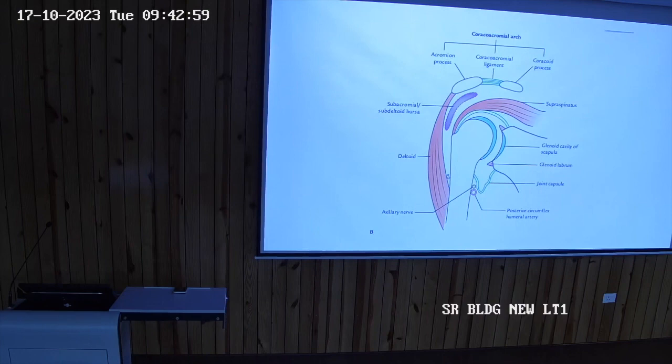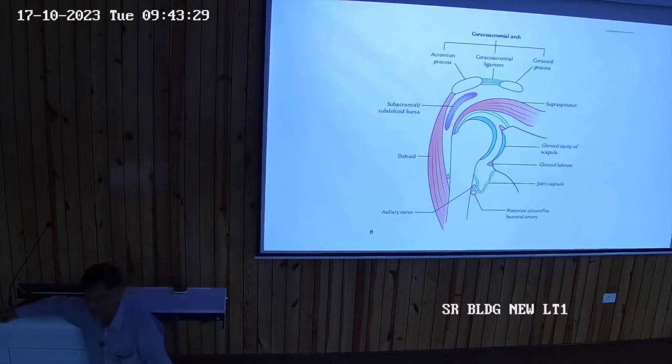This is the problem. Maybe because of subacromial bursitis or calcification of the tendon of supraspinatus muscle. What is this subacromial bursitis? What happens in the subacromial bursitis? There is the inflammation of the subacromial bursa. Whenever we use the word itis posteriorly, that means inflammation. So subacromial bursitis, inflammation of subacromial bursa.